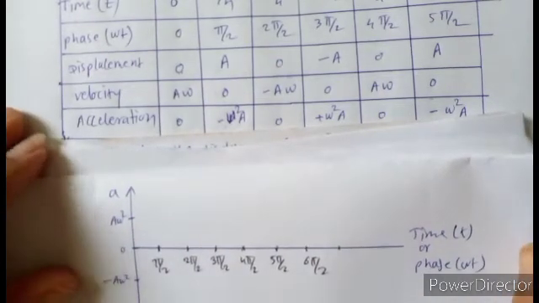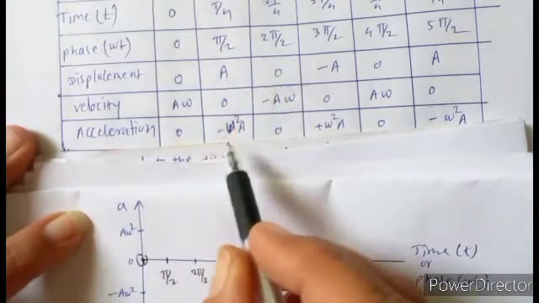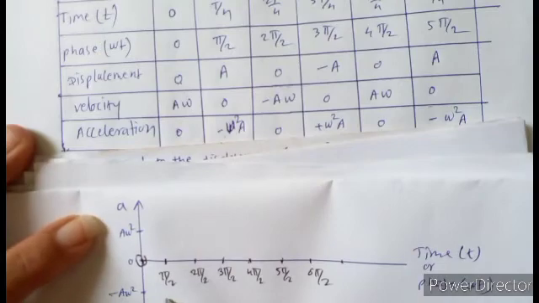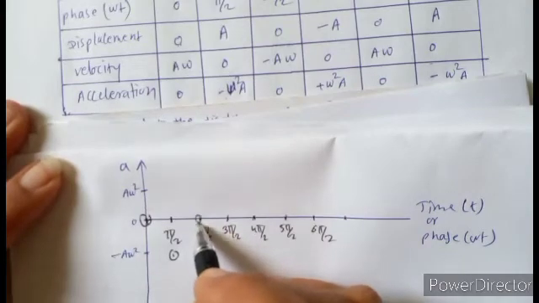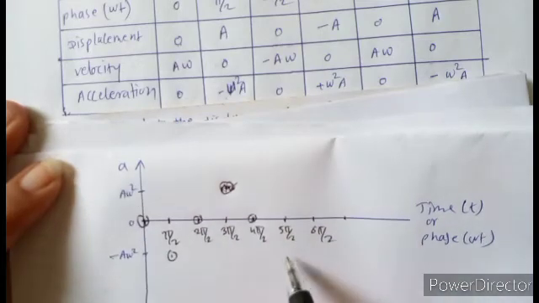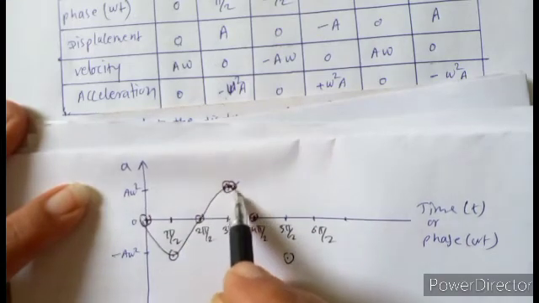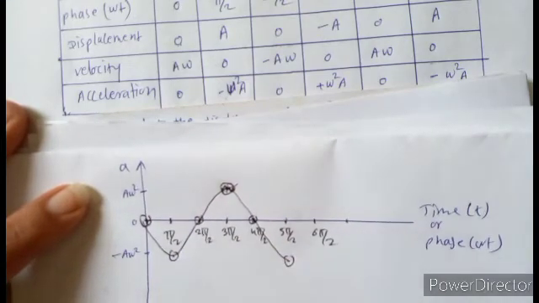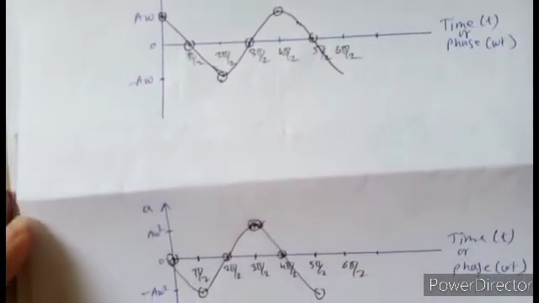And last, we draw the acceleration phase graph or acceleration time graph using the table. For 0 phase value, acceleration is also 0. For pi by 2, acceleration is minus omega square A, then it is 0. Afterward it is plus A omega square, then again 0, again minus A omega square. Likewise we join all the points freehand and we get a sinusoidal graph. So these are the graphs for displacement, velocity and acceleration.